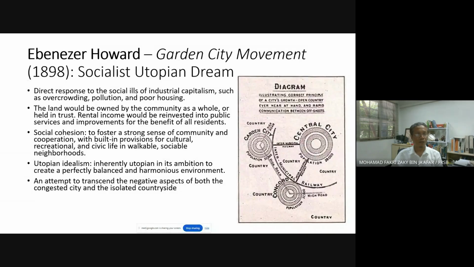The utopian idealism is there. Okay, the ambition is very utopian. Okay, it is an attempt to transcend the negative aspect of both the congested city and the isolated countryside. So it's worth looking back into the idea and to see what was their concern back then and how it can be reinterpreted in modern day.